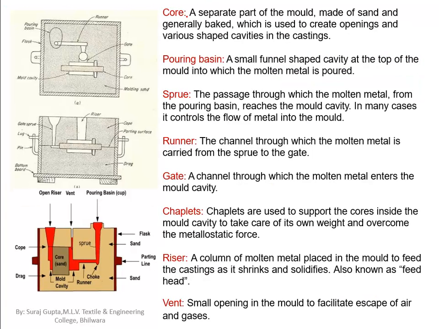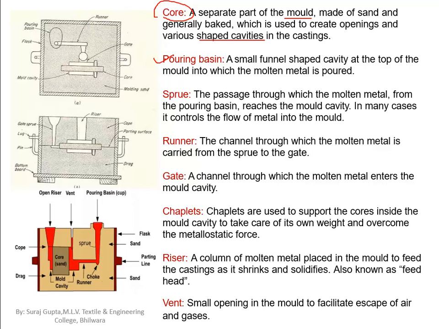Next is the core. The core is a separate part of the mold made of sand and generally baked, which is used to create openings and various shaped cavities in the casting products. Cavities or hollow parts inside the product. If required, then we will use a core. So the core is used for making a hollow part inside the product.